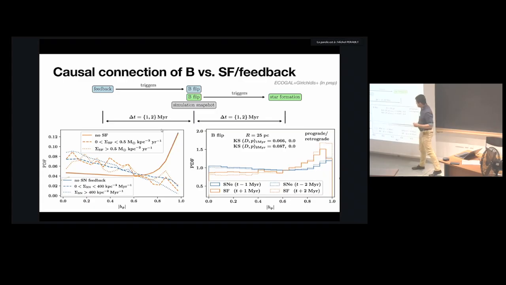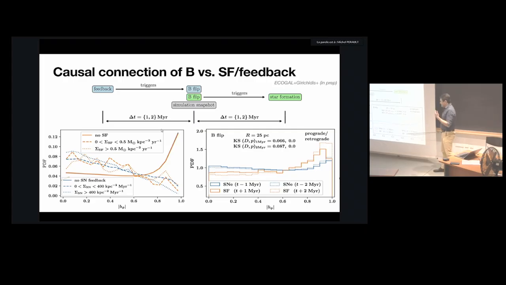Okay, let's now do this in more detail and look at the distribution actually for supernovae at the measurement time minus 1 megayear or 2 megayears, and the star formation at time plus 1 megayear or 2 megayears. So what we see is that for the supernovae, the distribution is very flat with a small enhancement here. If we look for star formation, we see a very similar distribution but with a stronger peak here.